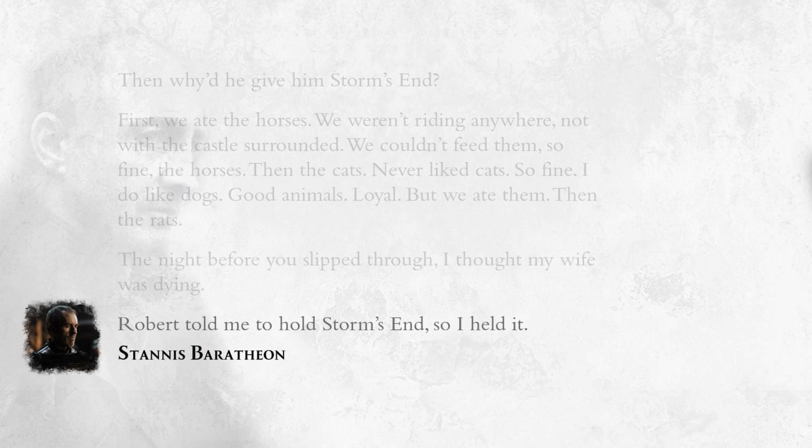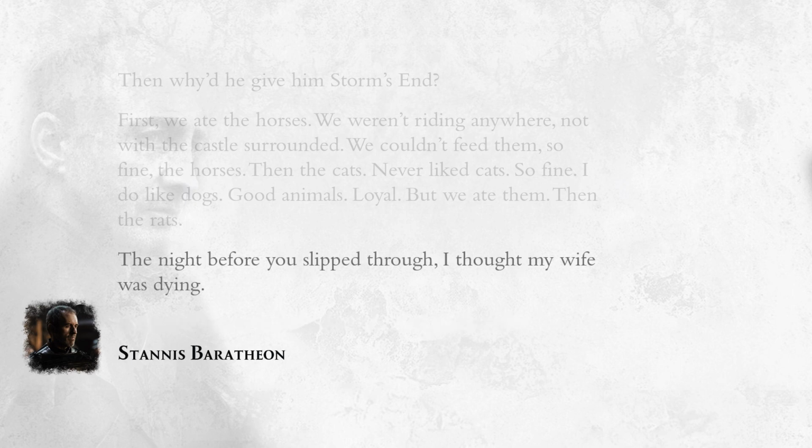So again, there's a lot of information about what Stannis was like and still is like. Especially this last sentence, "Robert told me to hold Storm's End, so I held it." This alludes to a trait of Stannis, which is that he's very concerned with doing his duty. His older brother told him to do something, and because he thinks that's how things are supposed to work in Westeros, he just did it.